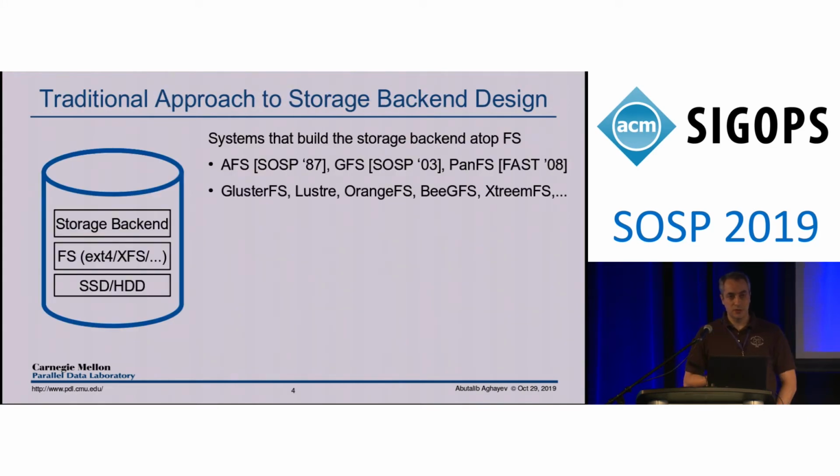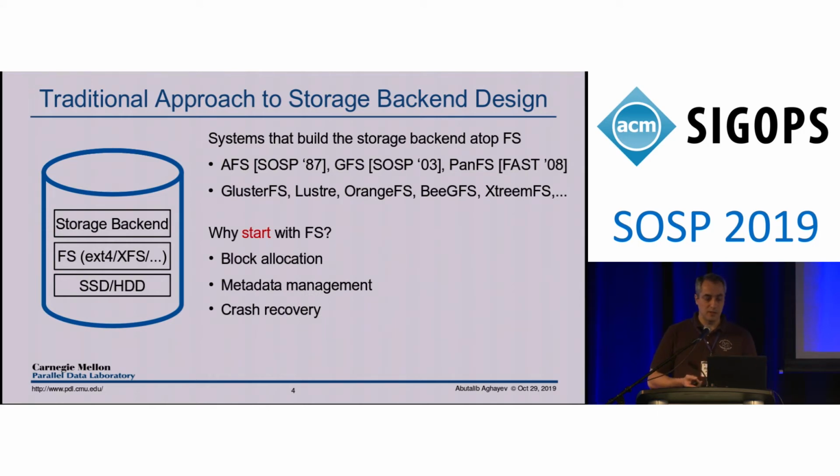So when we examine storage backends of many distributed storage systems, we see that they all follow the same convention. The storage backend is implemented as a thin layer on top of a general purpose file system such as ext4 or XFS. This convention is not surprising because file systems implement most of the functionality expected from a storage backend such as block allocation, metadata management, or crash recovery. Therefore, building a backend on top of a general purpose file system appears to be a no-brainer at the beginning, as opposed to building a custom backend from scratch.